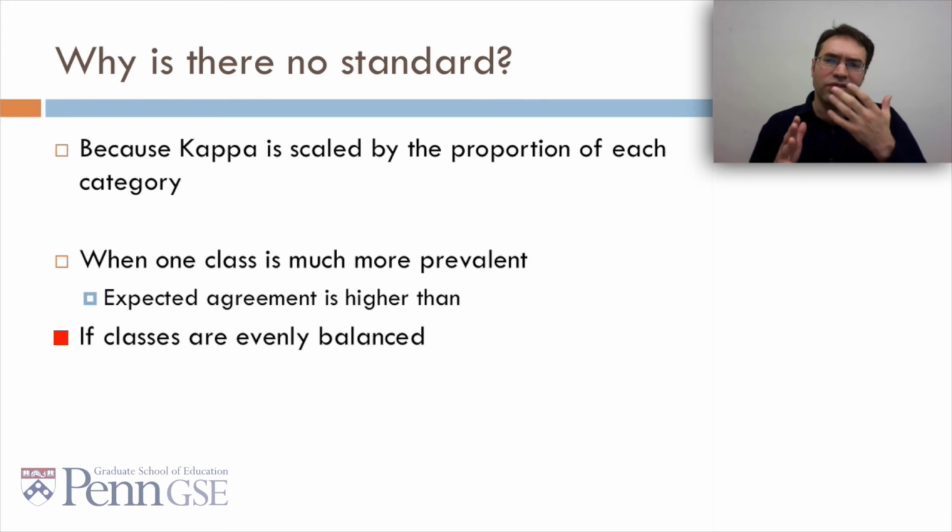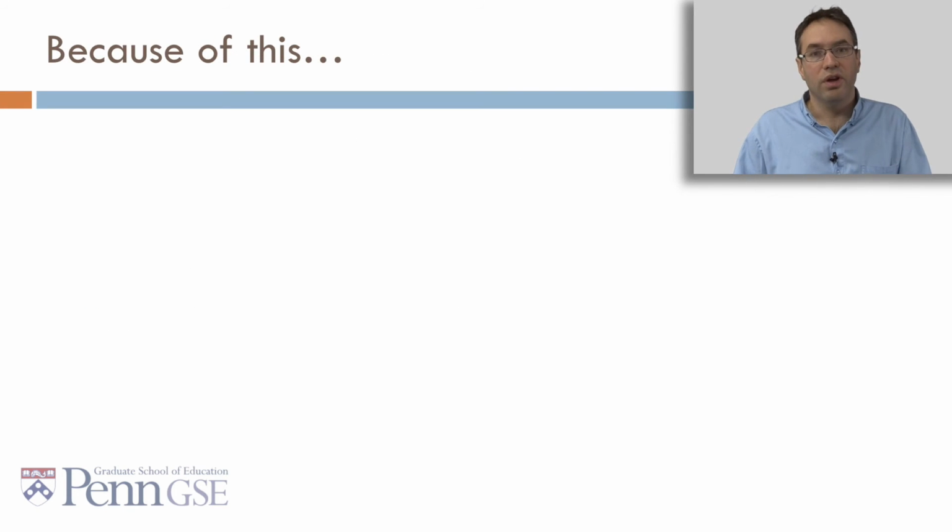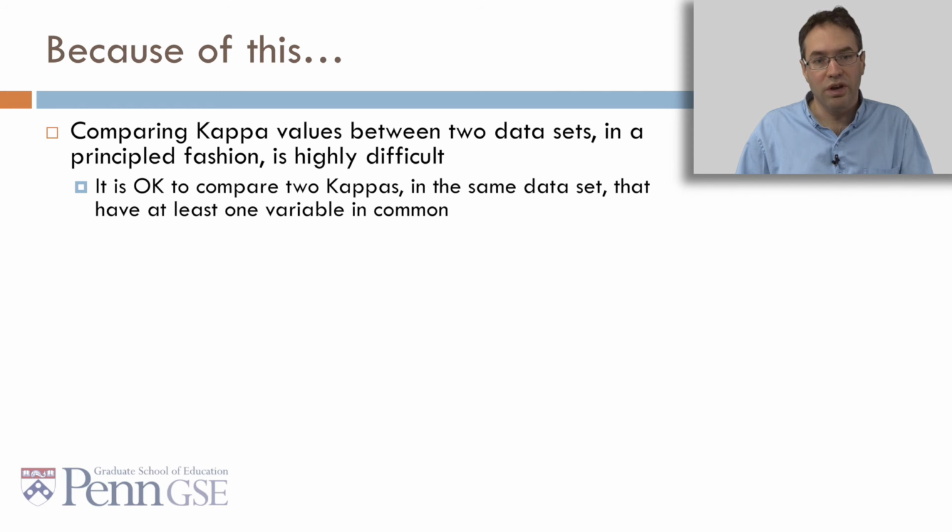Part of the point of kappa is to deal with the fact that you have imbalanced data, but in fact it kind of biases against you when you have imbalanced data. The opposite of accuracy, which biases in favor. The biases of kappa are much weaker than the biases of accuracy. It's a much better metric, but it's not perfect. So because of this, comparing kappa values between two data sets in a principled fashion is highly difficult.